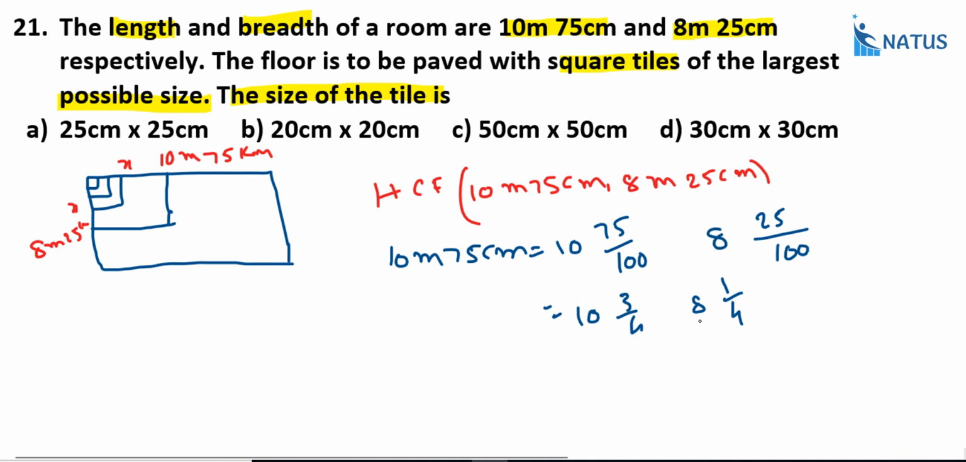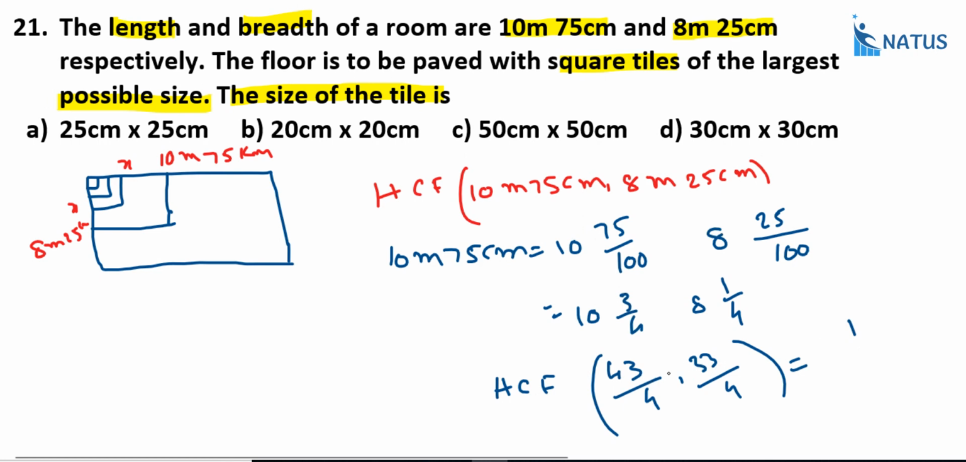These are mixed fractions. Now we will convert these mixed fractions into improper fractions. So this is equal to 43 by 4 and this is equal to 33 by 4. Now we require the HCF of these numbers. What is the HCF of fractions? That is equal to HCF of numerators by LCM of denominators. What is the HCF of 43 and 33? That is equal to 1.